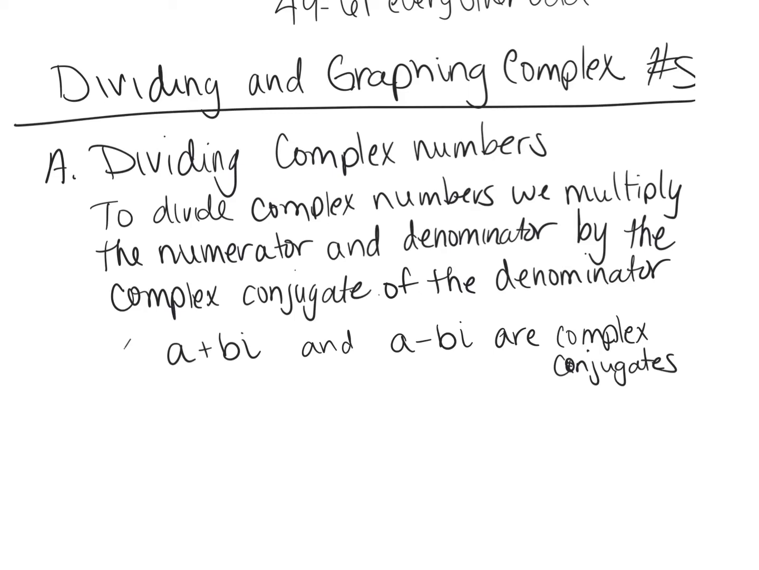So we've done adding, subtracting, multiplying. Now we're going to talk about how to divide complex numbers. To divide complex numbers, we're going to multiply the numerator and the denominator by the complex conjugate of the denominator. A plus bi and a minus bi are complex conjugates because when we multiply them together, the imaginary part disappears. When I multiply complex conjugates together, my complex numbers become real.